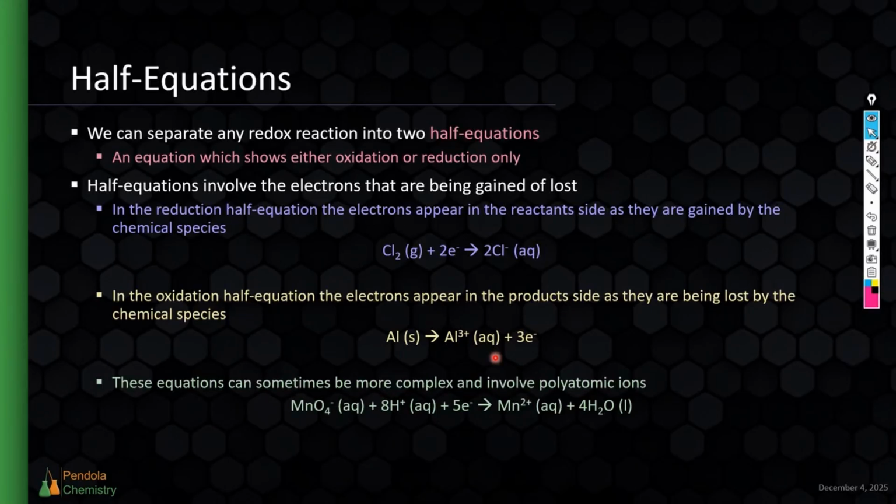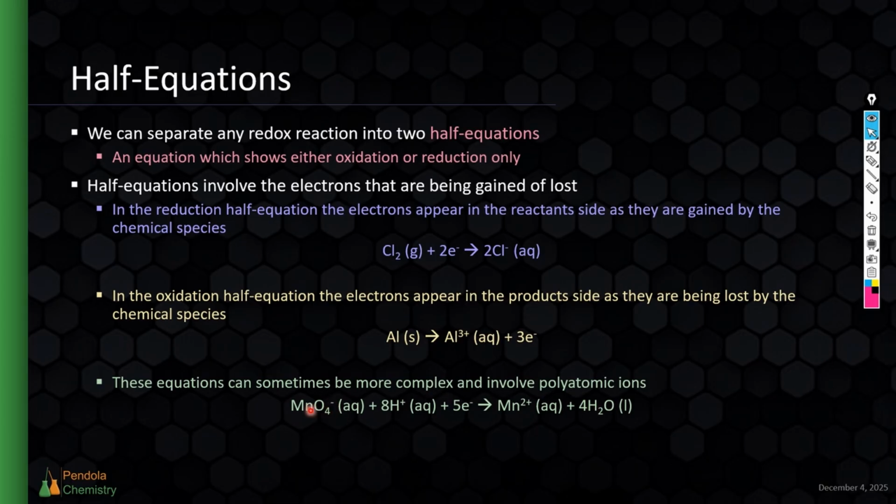Sometimes these half equations can be a little more complex than what we see here in these first two, whenever they involve a polyatomic ion. Especially true when we have an oxyanion, like permanganate, an ion with oxygen in it. Because whenever we have an oxyanion, we won't just have the element that is changing in oxidation, that is gaining or losing the electrons, like in this case manganese, but we also have oxygen, and that oxygen needs to be balanced out in this equation.